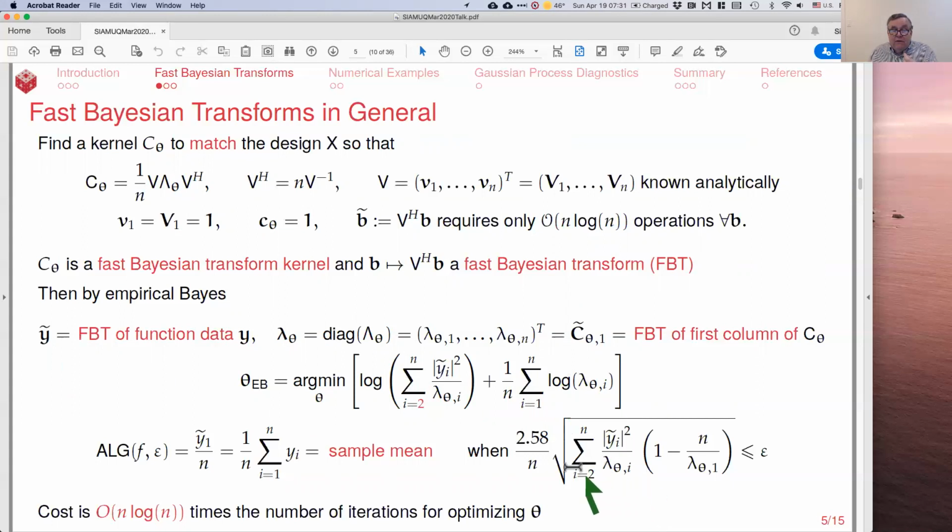Our credible interval can be written again in terms of the eigenvalues and the transformed data. And as n gets large, this quantity here gets small. There can be cancellation error, but we have a way to get around that, which we describe in the paper. And n getting large drives this down, and eventually we get this smaller than or no greater than epsilon, and then we're done. And this is our answer. It's the sample mean, which is maybe not surprising, but the big job is figuring out when n is large enough. And the advantage of these kinds of kernels that match these kinds of designs is that the cost is order n log n times how many iterations you need for this optimization.